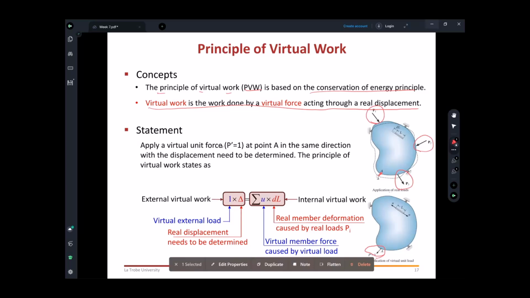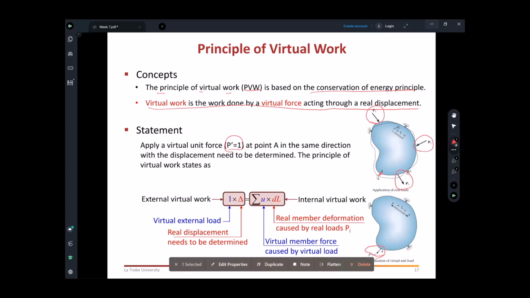Applying the virtual force, as I mentioned, there is no rule that you need to apply only one unit load. You can apply 2, 3, 4, 5, but then you need to divide or multiply by that factor. So we just generally ask students to put the 1, at a point, in the same direction where the displacement needs to be found.